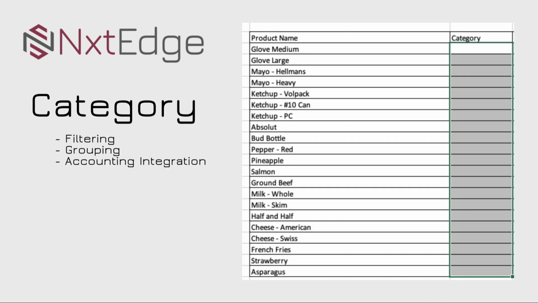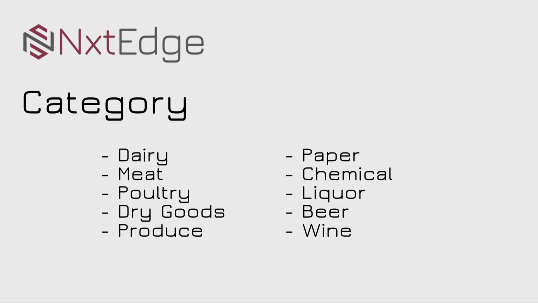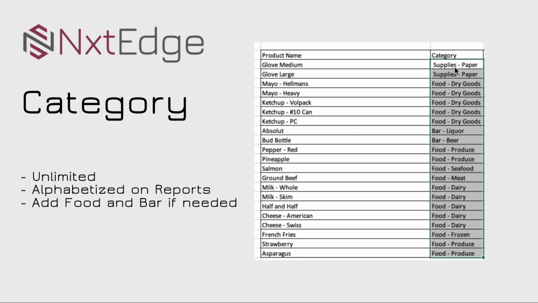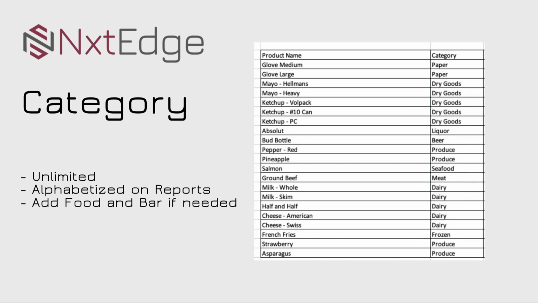The category is used for filtering the grid, filtering reports, and grouping on reports. It is also used for accounting integration. Typical categories will include dairy, meat, poultry, dry goods, produce, paper, chemical, liquor, beer and wine. You can have as many categories as you would like, and they are all specific for your company. Keep in mind that they will be alphabetized on reports, so if you are planning on using the system for both food and beverage, you may want to add the word food and bar before the category name. Example, food-dairy, food-produce, bar-wine, bar-liquor.